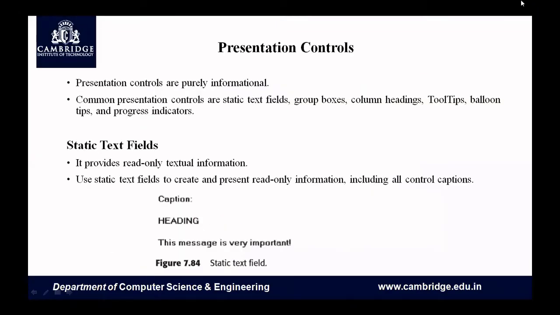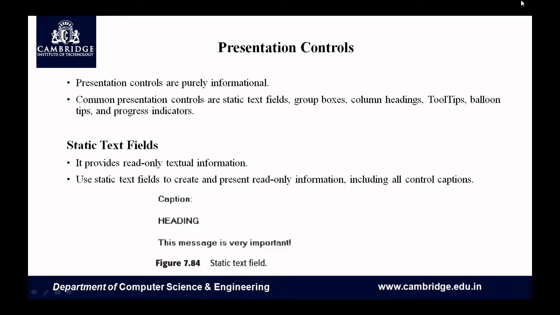Last class we have seen operatable controls and selection controls. This class we will be dealing with presentation controls. Presentation controls are purely informational. There are many presentation controls: static text fields, group boxes, column headings, tooltips, balloon tips, progress indicators. All these things we will see one by one. These are all the controls which help for the presentation. The first one is a static text field.